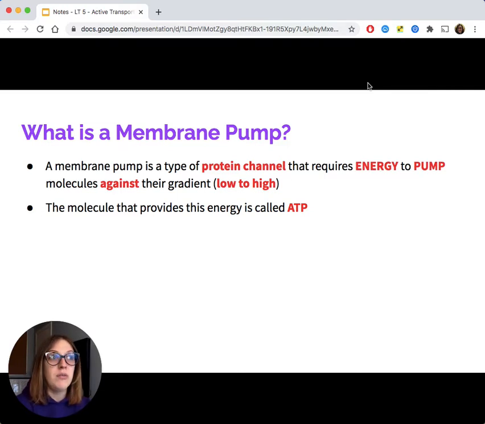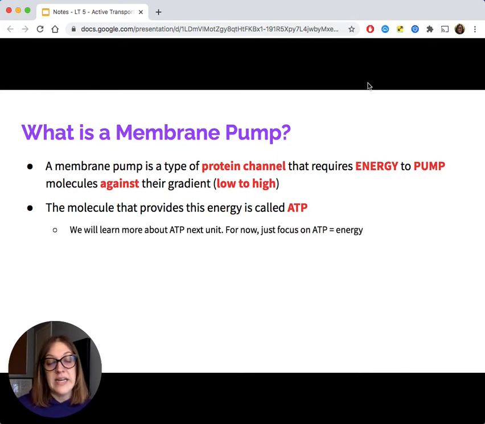Now you've probably never heard of ATP before, and that's totally okay. We are going to learn more about this molecule called ATP next unit. For now, I want you to think of ATP as an energy molecule. You've learned that glucose provides energy, but I want you to think of ATP as an energy molecule too.